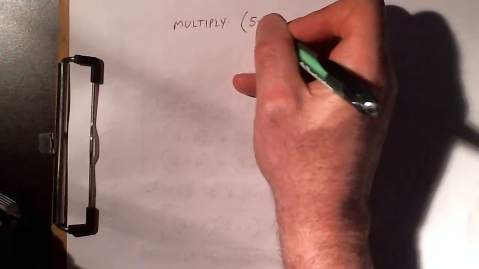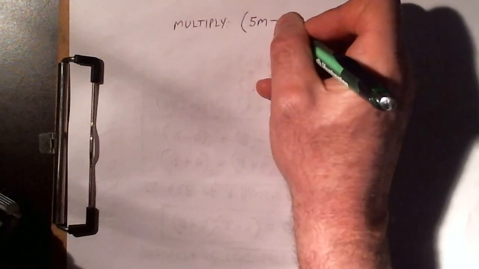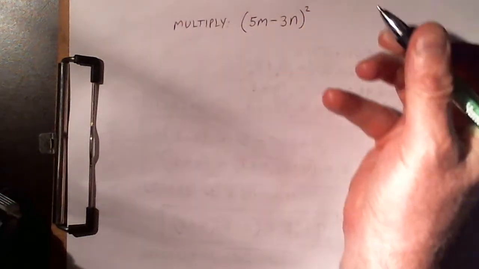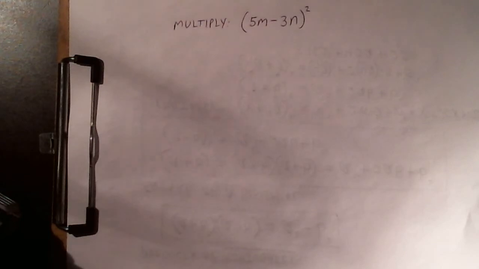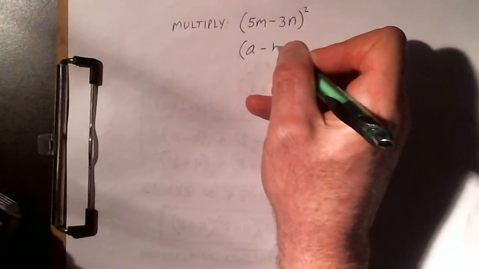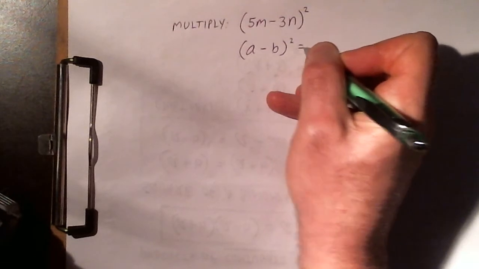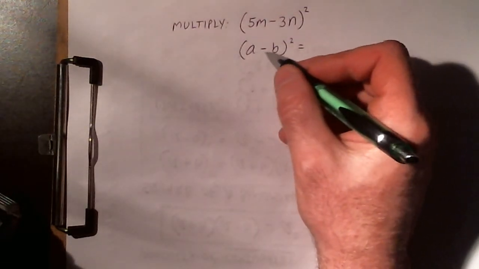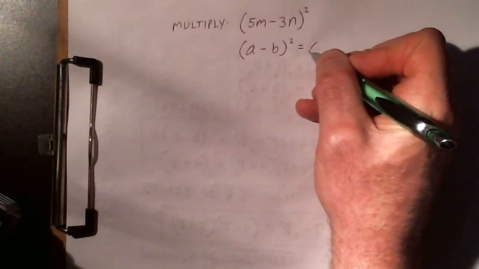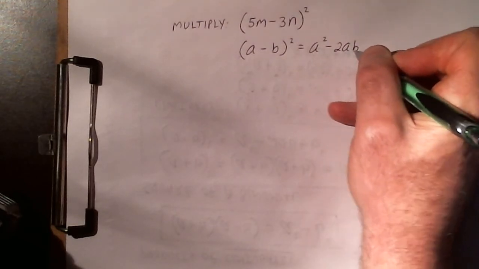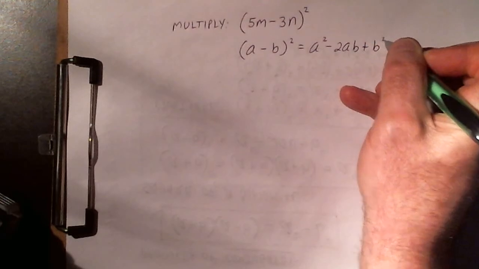Okay, we'll take 5m minus 3n, and then we'll try to square this. Again, following along our pattern, the pattern we established on the previous page, if I take in general a binomial of the form a minus b and square it, I should get the square of the first term minus 2 times the first times the last term plus the last term squared.